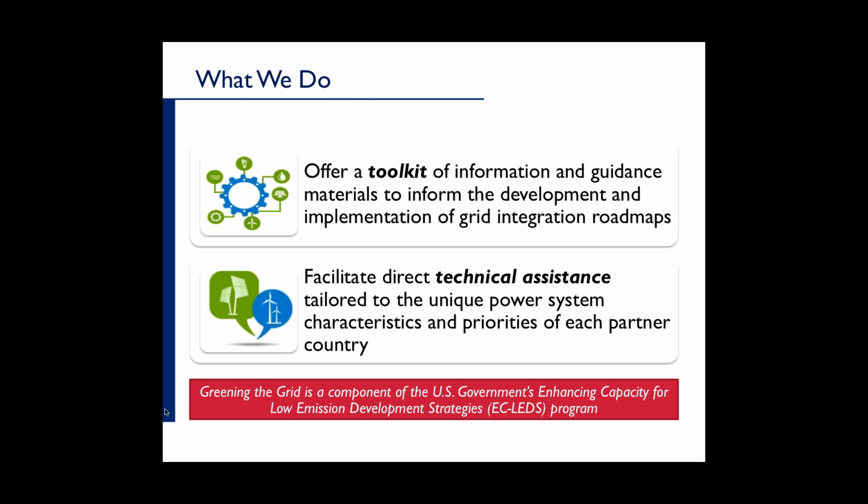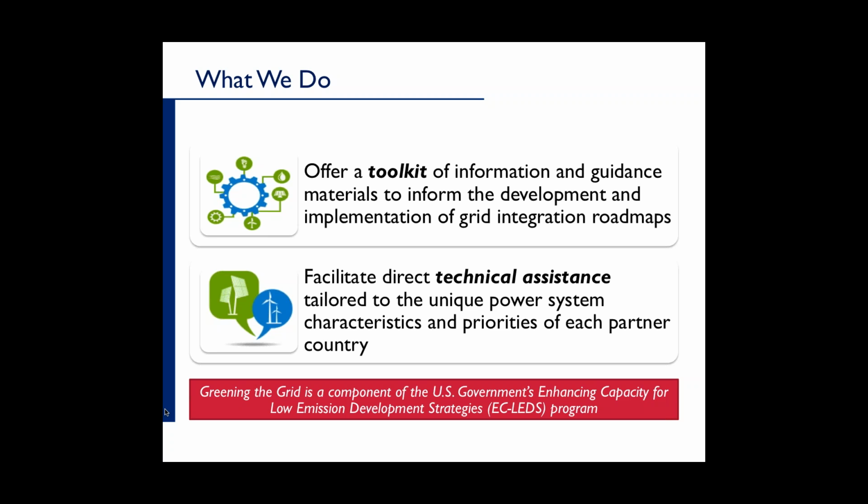Greening the Grid offers two types of support. The first is a toolkit of information and guidance materials that are intended to inform power systems in developing and implementing grid integration roadmaps. And the second is direct technical assistance to power system operators and planners in developing countries. And that technical assistance is tailored to the unique needs of each partner.